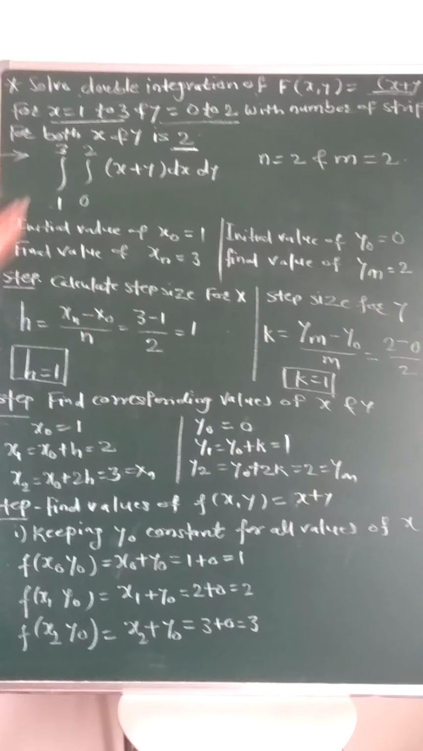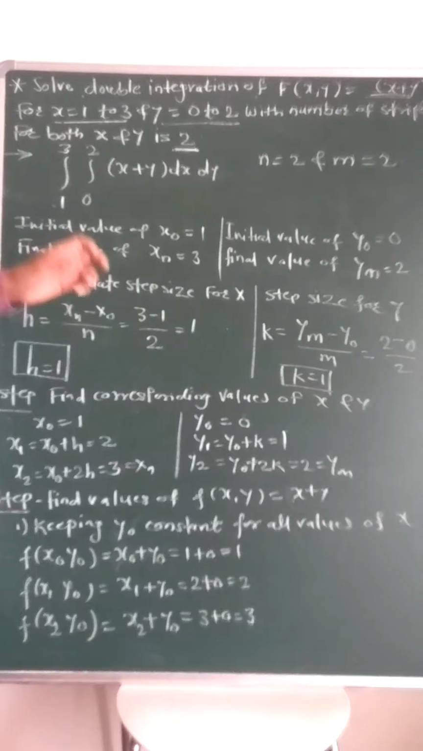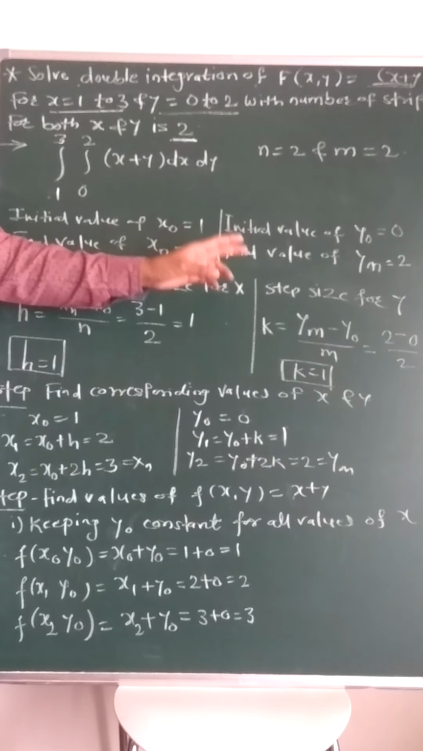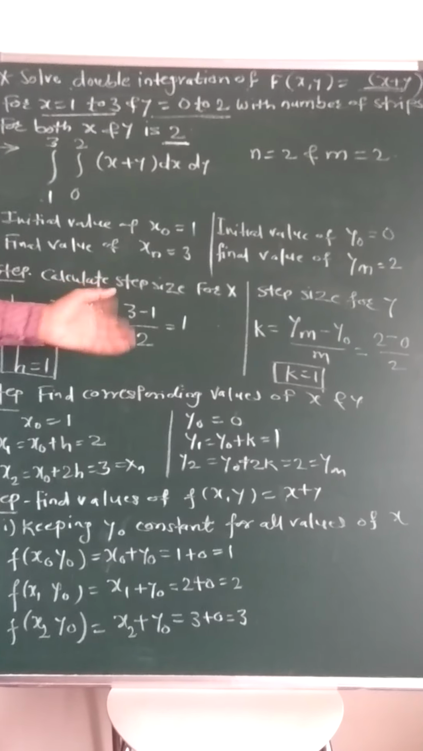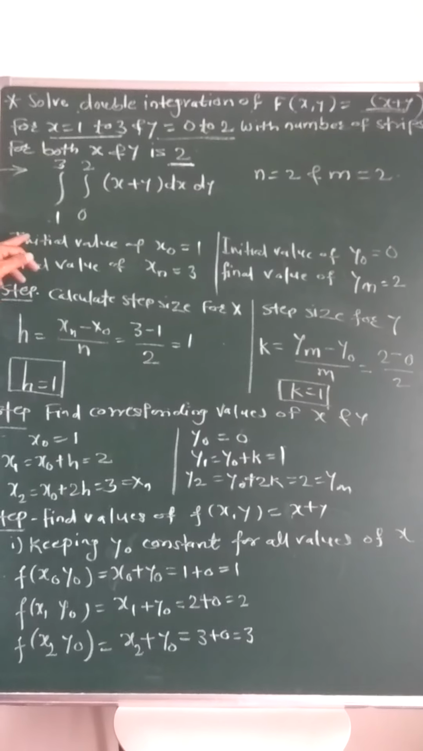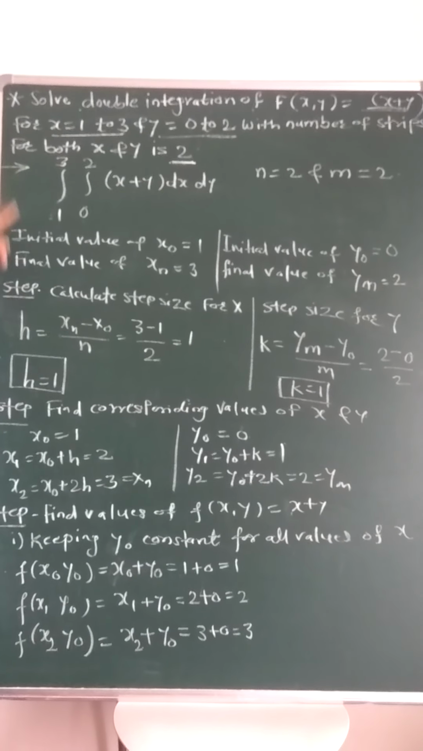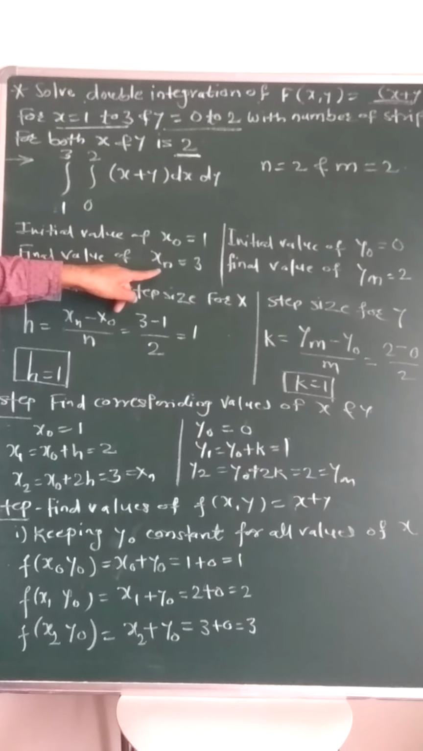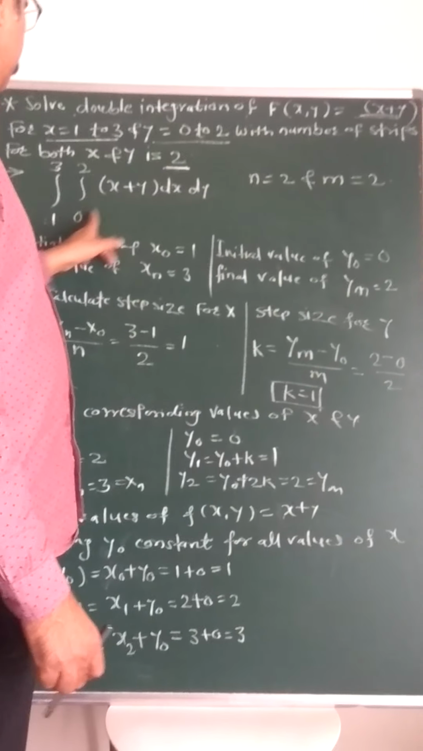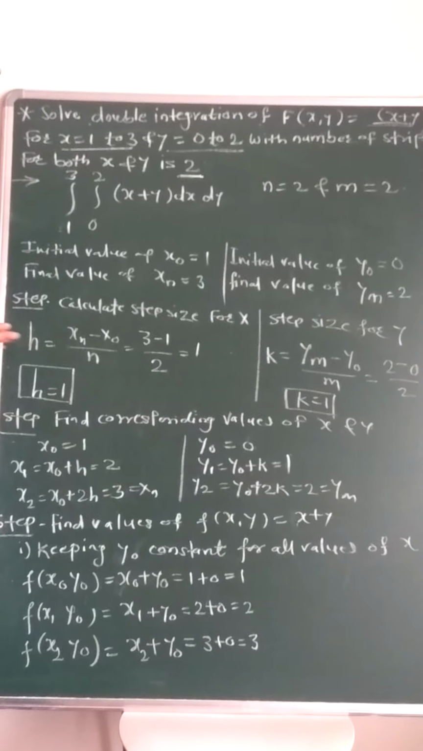Now, here we have to find the various values of x and y, that is x0, x1, x2, x3, x4 up to xn, and the various values of y as y0, y1, y2, y3, y4 up to ym, and from that you have to calculate the values for the given function. Therefore, first step, initial value of x0 is given as 1, the initial limit, and the final value of x, that is xn, is equal to 3. Similarly, for y, the initial value y0 is 0 and the final value ym is equal to 2.